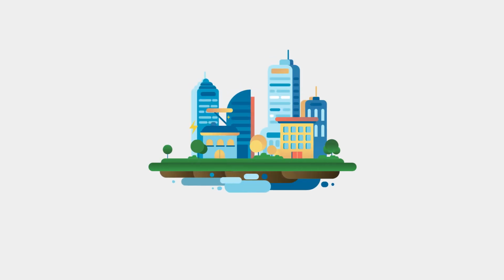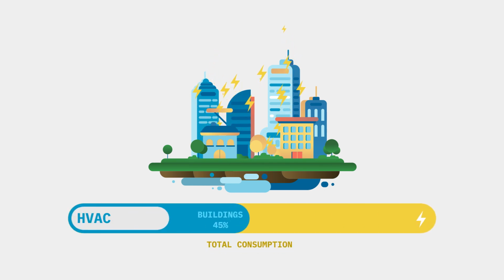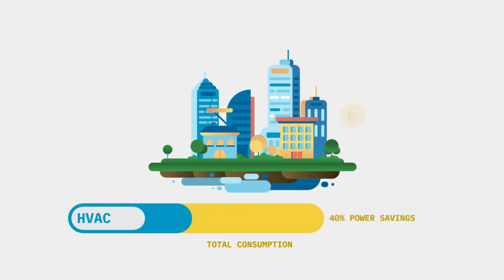Waste of electricity is also a global issue. Only in Europe, buildings use about 45% of the total energy, and HVAC systems are one of the leading consumers of electricity. That makes HVAC optimization one of the priorities to improve efficiency, reduce carbon footprint, save energy up to 40%, and therefore save money.